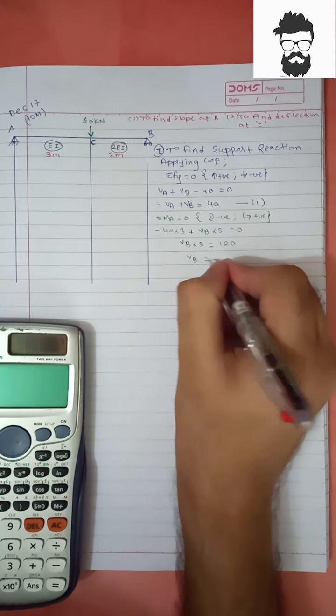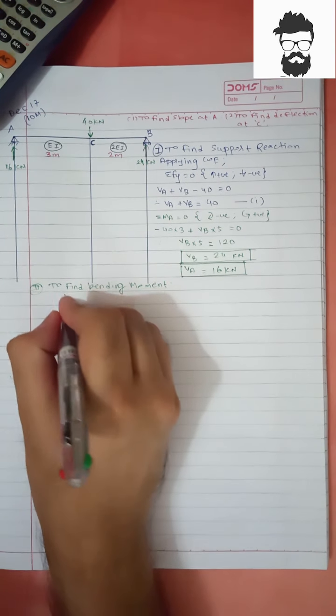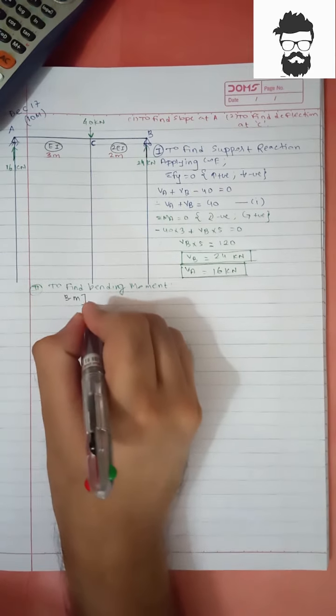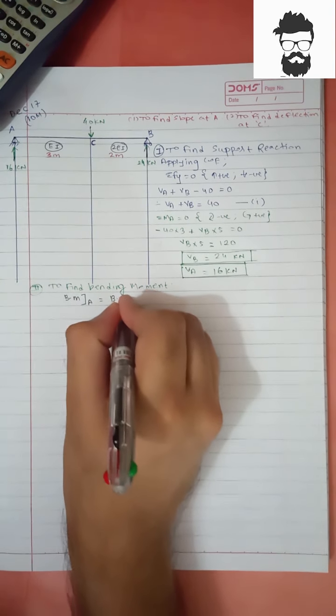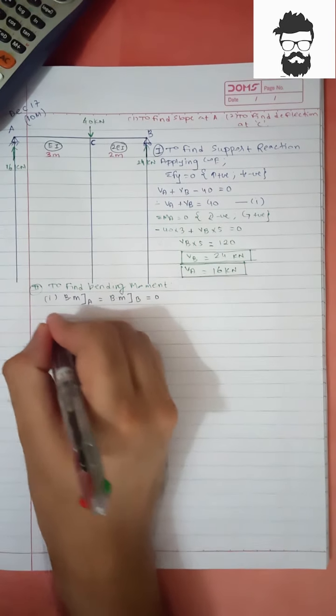Our next step is to find the BMD for this diagram. So step number 2, to find the bending moment. Whenever a simply supported beam comes in exam, always remember bending moment at A and bending moment at B is always 0. For a simply supported beam, bending moment at support is 0. So bending moment at A equals bending moment at B equals 0.